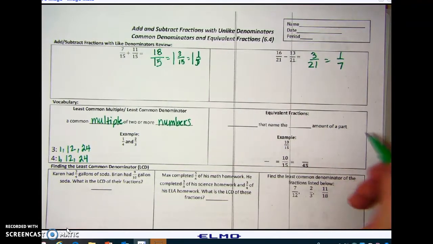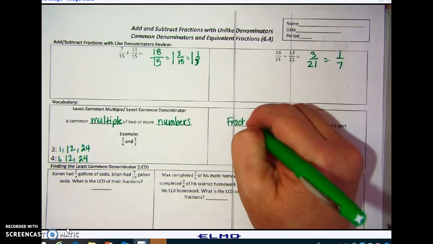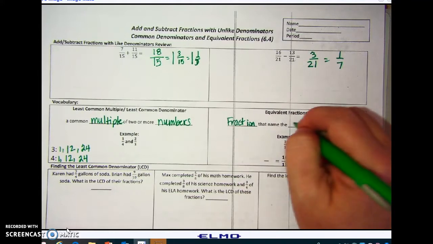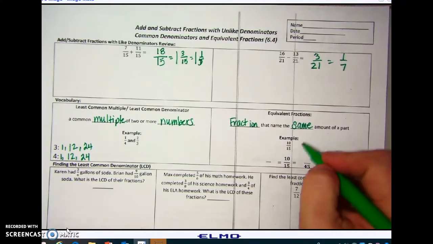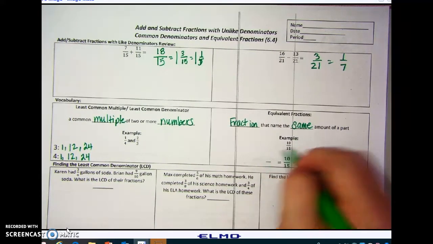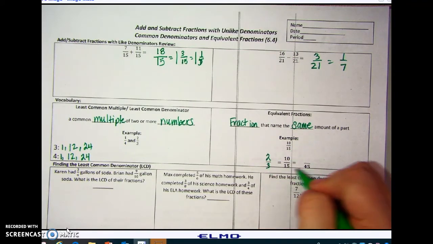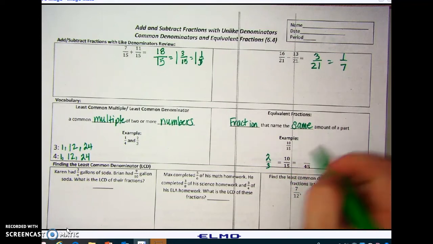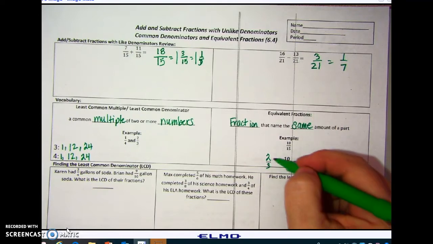An equivalent fraction is a fraction that names the same amount of a part. For example, 10/15 is also 2/3. So let's see, 5 goes into 10 2 times, 5 goes into 15 3 times. But then I can make 15 times 3 is 45, and 10 times 3 is 30. So I have equivalent fractions of 2/3 or 30/45.